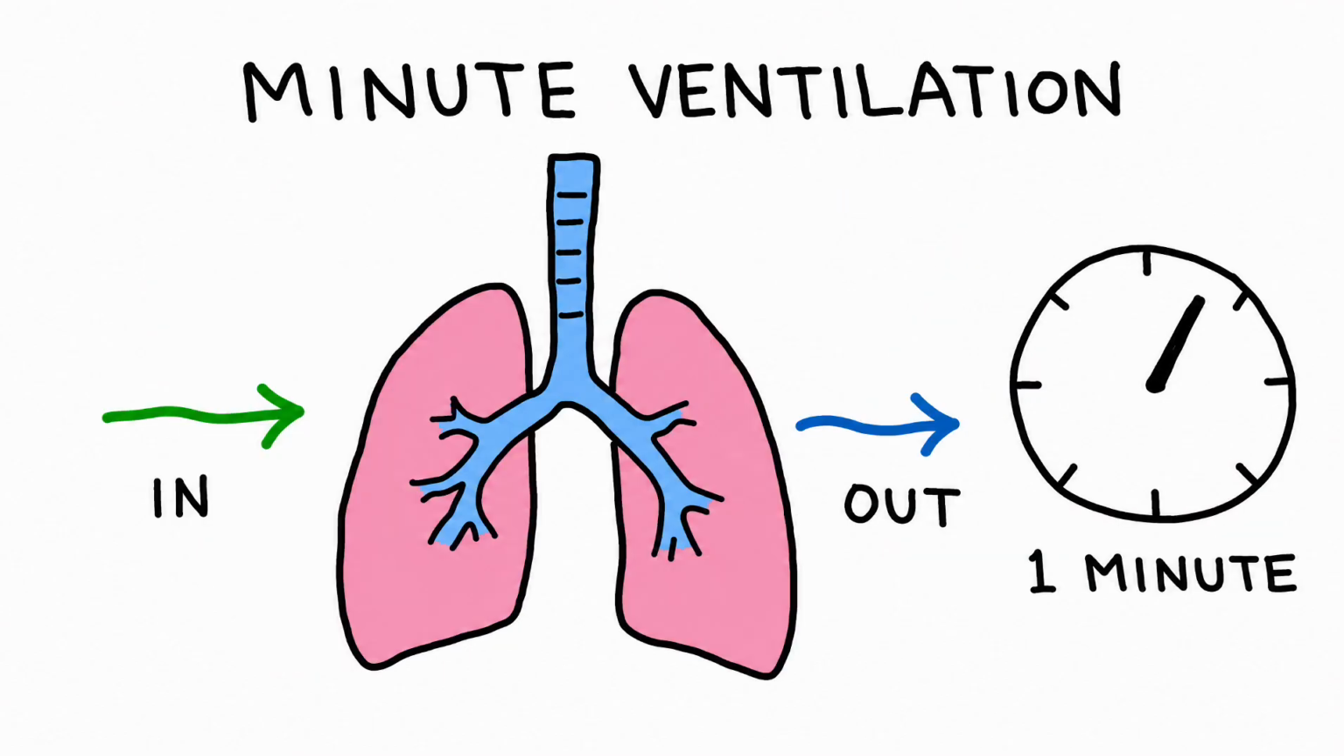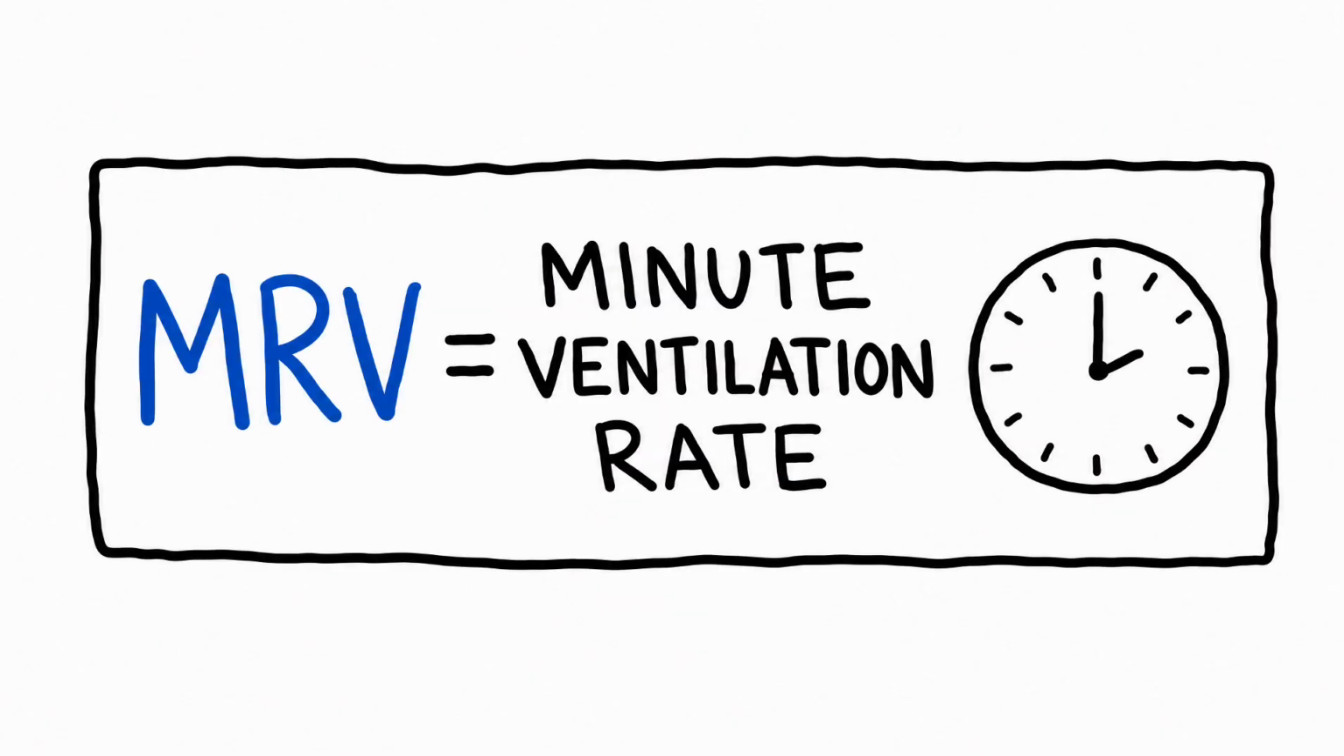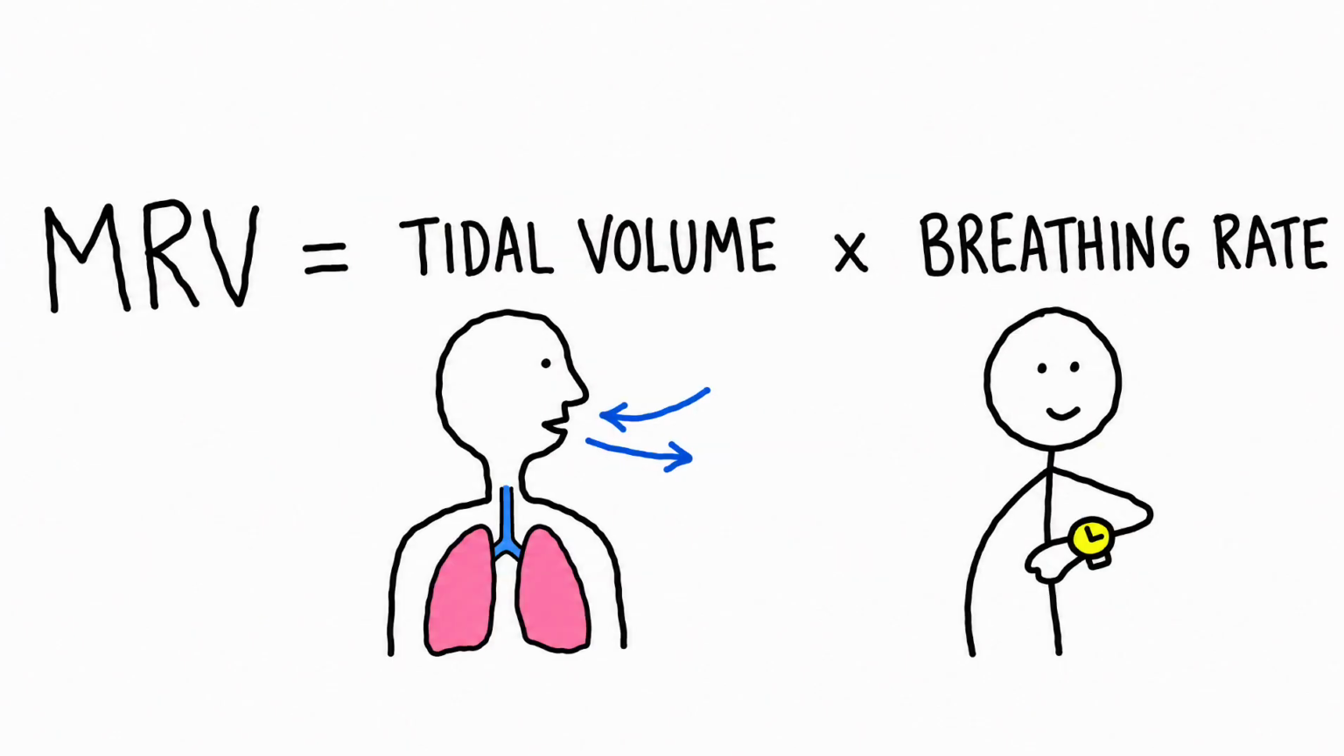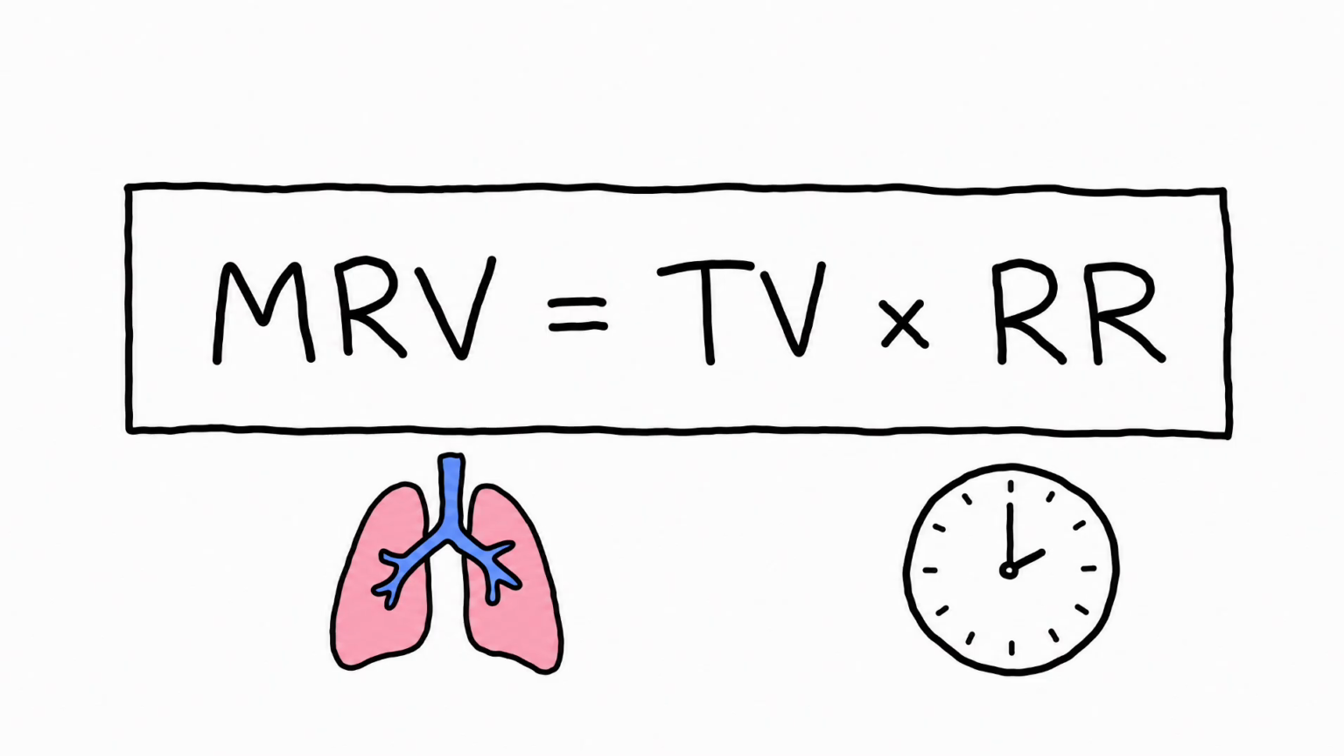And then what else I want to talk about is the minute ventilation and the alveolar ventilation rate. The minute ventilation rate is the volume of new atmospheric air moved into the respiratory passage each minute. It's abbreviated MRV, and MRV is going to equal the tidal volume times the breathing rate. So MRV is basically tidal volume times respiratory rate.